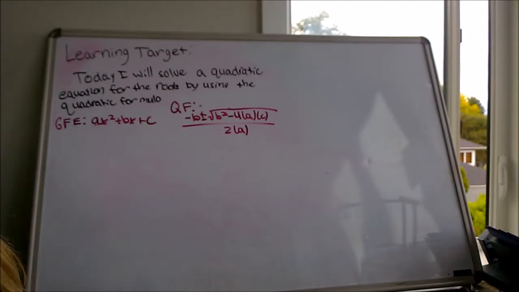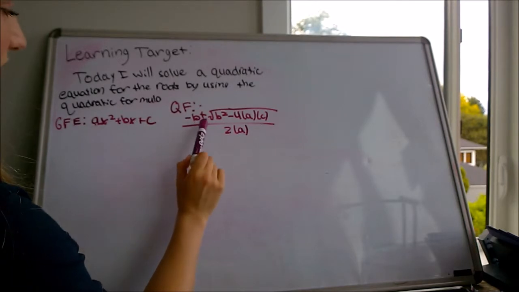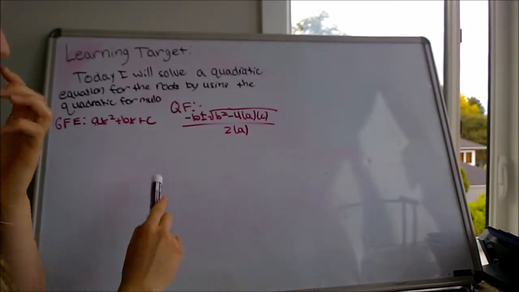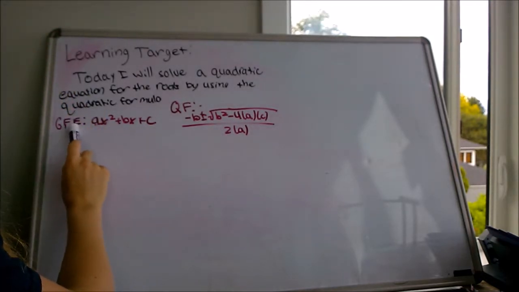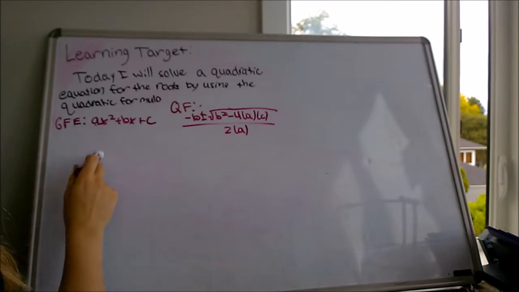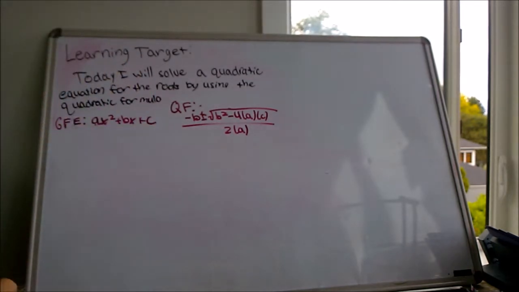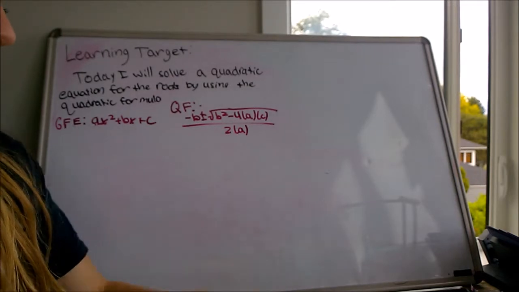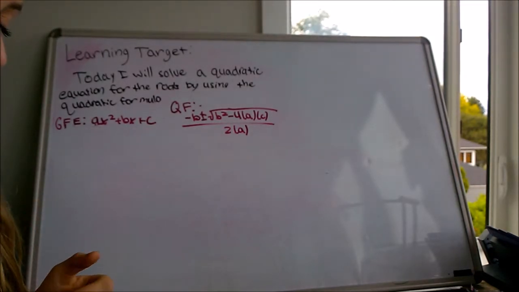Before we can start, you have to know the quadratic formula, which is negative b plus or minus the square root of b squared minus 4 times a times c, all over 2a. And our general form equation, which you also need to know, is ax squared plus bx plus c. Also, you might need to know how to simplify a radical if it isn't a perfect square, but in our examples, you're not going to need to know how to do that.